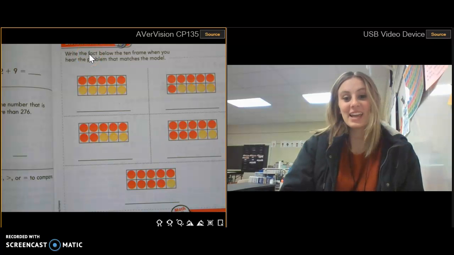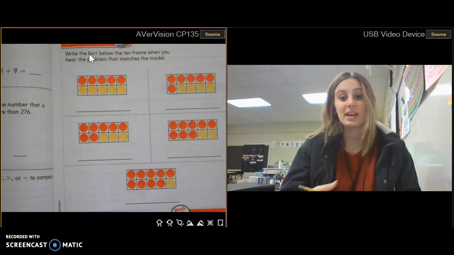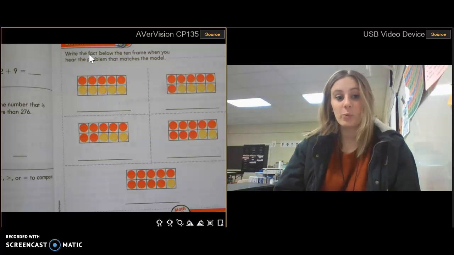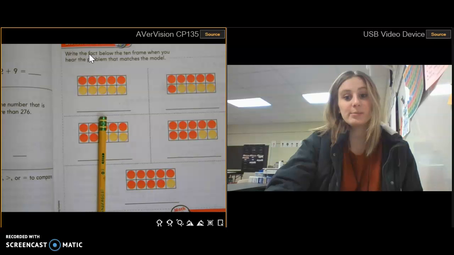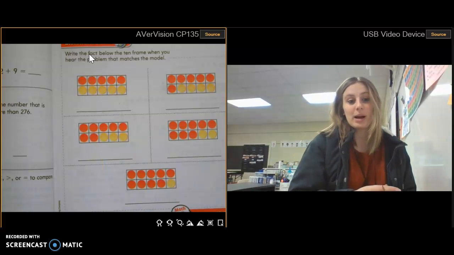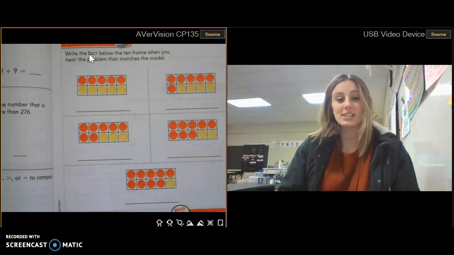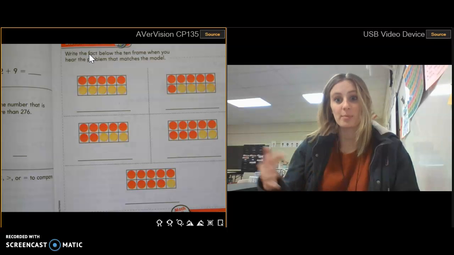Hello class, today in math we are working on understanding different strategies to make the number 10. So today we are going to use tens frames and even double tens frames. I'm going to read a problem to you and I want you to look at our tens frames and think about what tens frame might fit our problem.